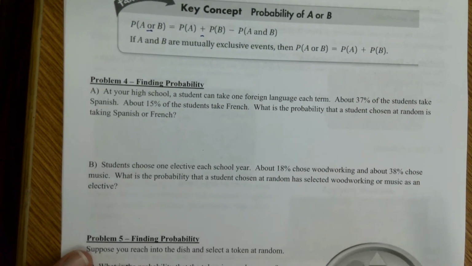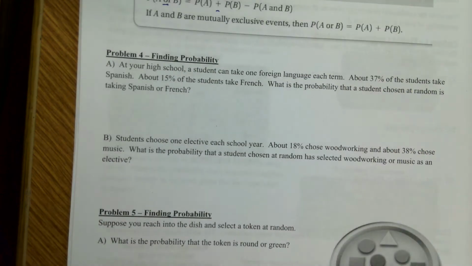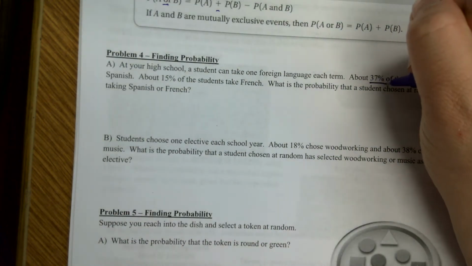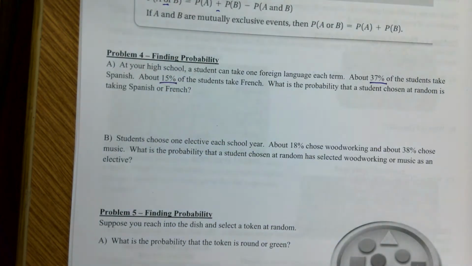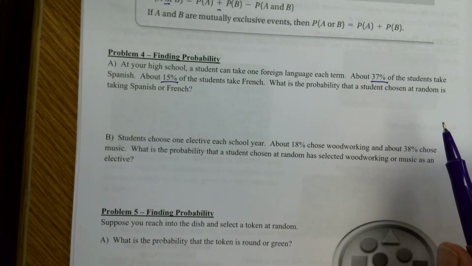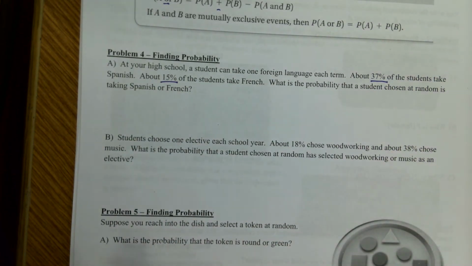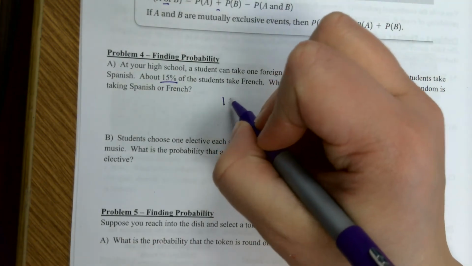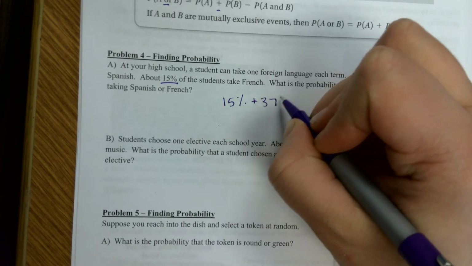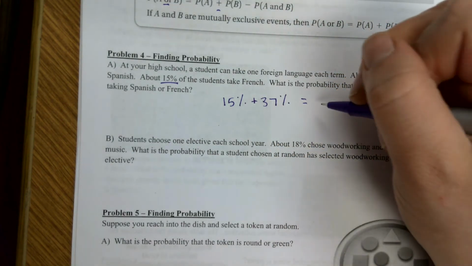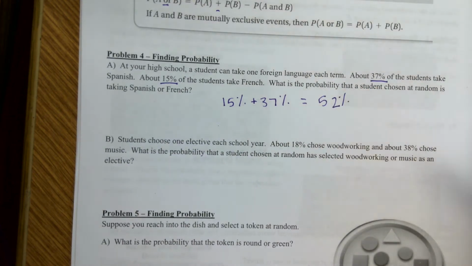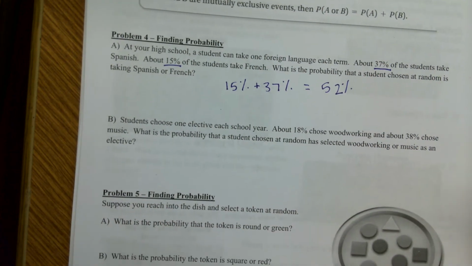So let's look at this question right here. It's saying that you can take a foreign language, 37% take Spanish, 15% take French. It does not say anything about someone taking Spanish and French. So there's no overlap. At least we have to assume that there's no overlap. Since there's no overlap, we are going to take the 15% and add it to the 37%, and we get 52%. 52% are taking Spanish or French.